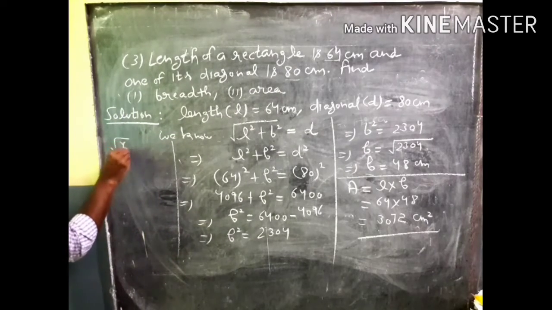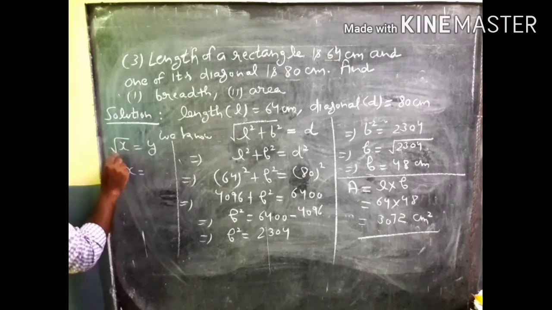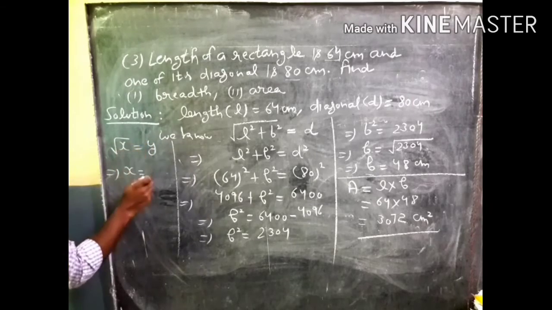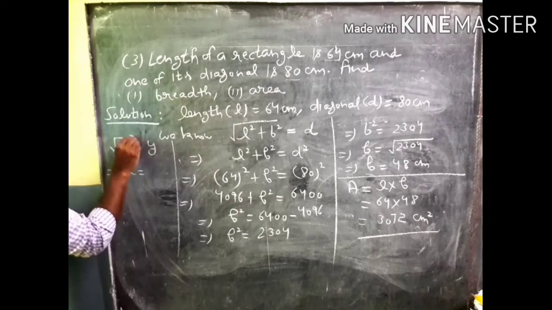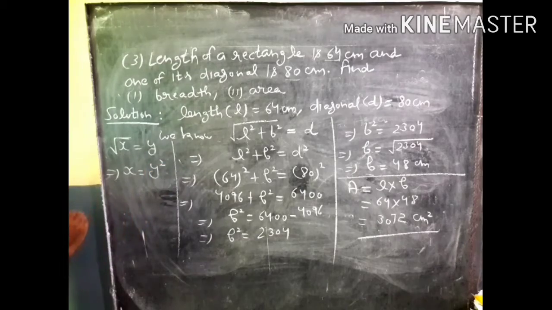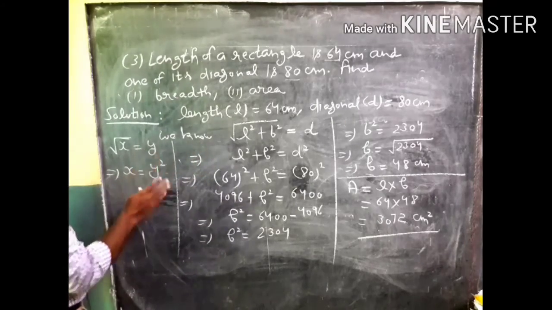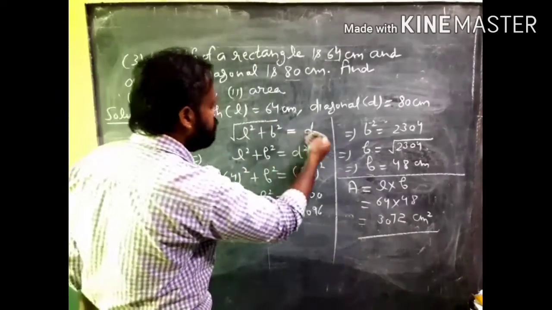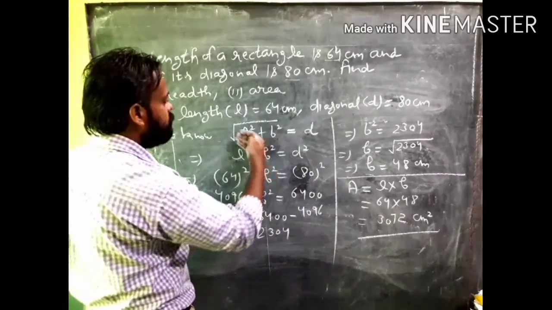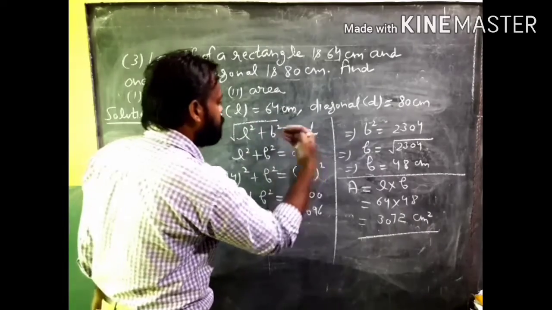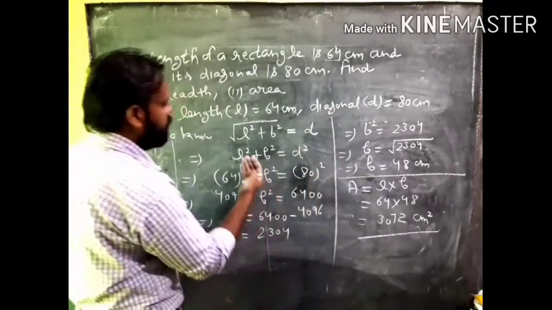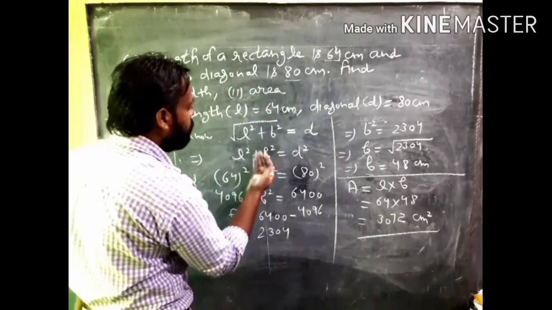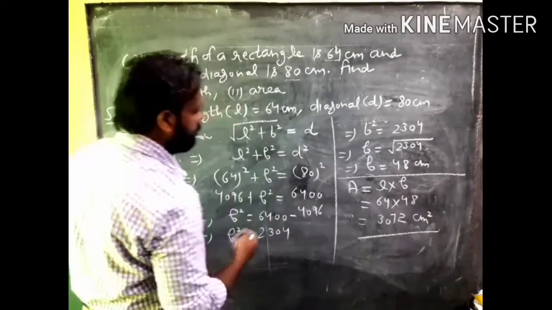Means if square root of x is equal to y is given to us, and we are removing this square root from here and taking it to this side, then the square root will become a square. Like this, I am using the condition that square root of L square plus B square is equal to D, then when we take the square root to the other side, it becomes L square plus B square is equal to D square.